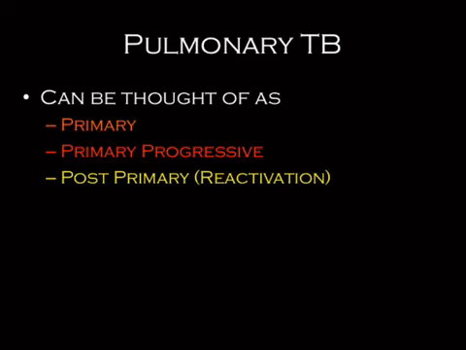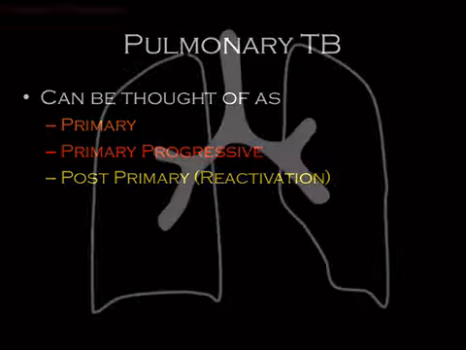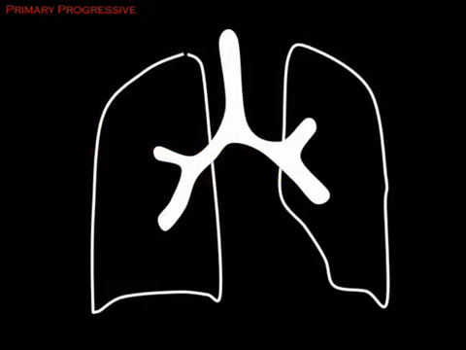So that was primary. Now let's talk about primary progressive. So the general idea here is that you get infected, but instead of walling off like a normal immune system would, you get local progression of disease and the development of a cavity. So cavity isn't always reactivation. It can be this primary progressive.